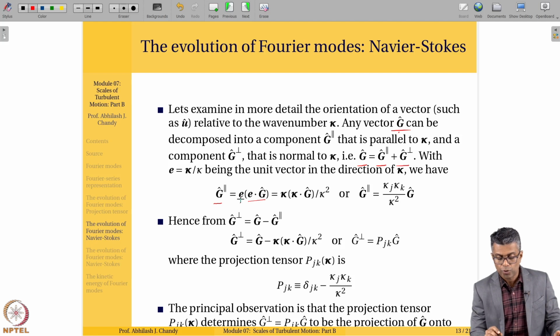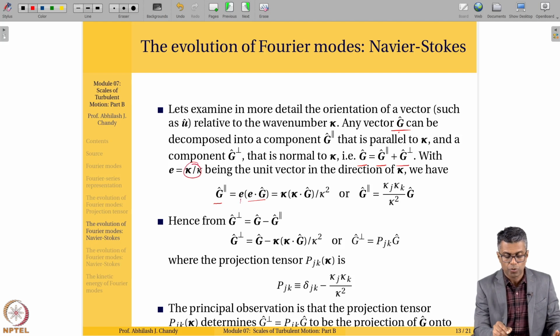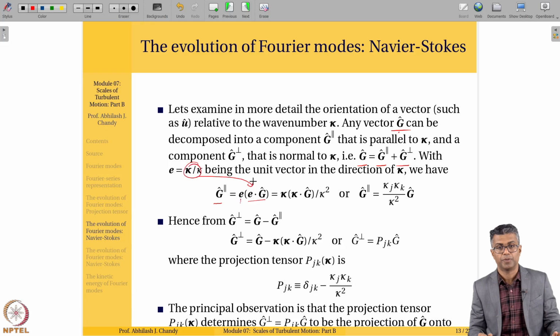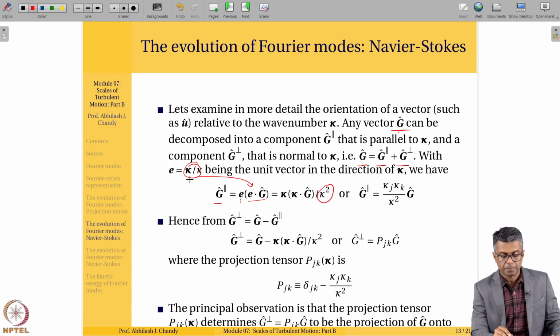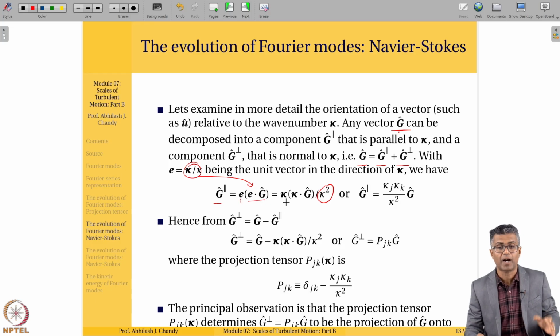Then what do you do? You substitute for E, you substitute kappa over kappa magnitude. You will get a kappa magnitude squared in the denominator, which is what this is. And then for kappa here, you would have kappa dot g, because of the E dot g, and then the E outside will give you another kappa. So you have kappa times kappa dot g divided by kappa squared. That is in vector notation.